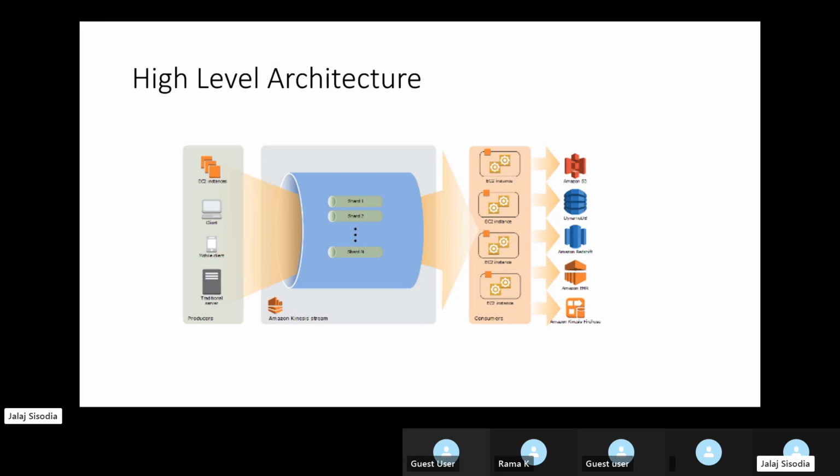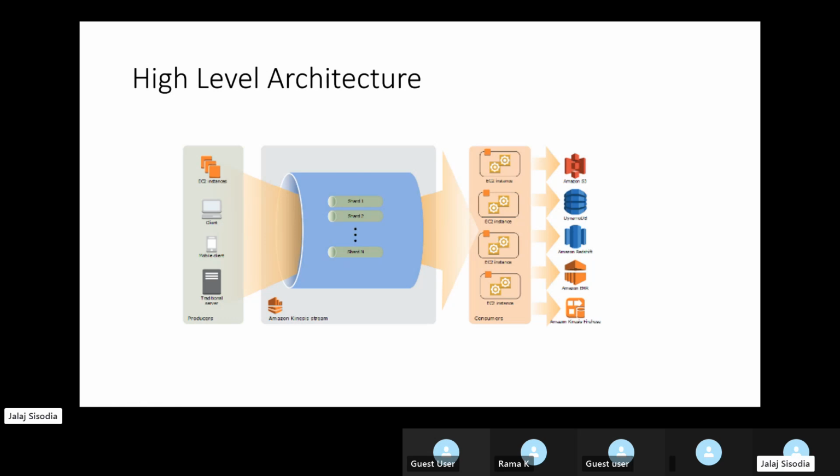So this Kinesis Streams is basically a channel that accepts the data from its producers, collects that, and transmits it to its consumers.